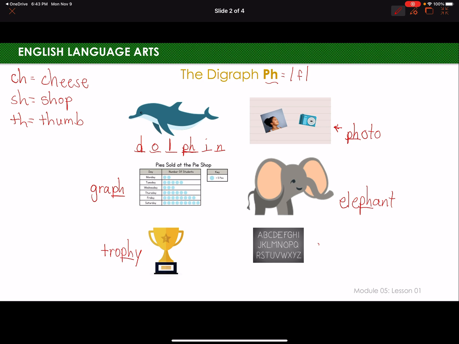And then we also have the alphabet. Alphabet. All of these are examples of words that use the PH digraph. Remember, the PH digraph says f, f, f, just like the consonant letter F.